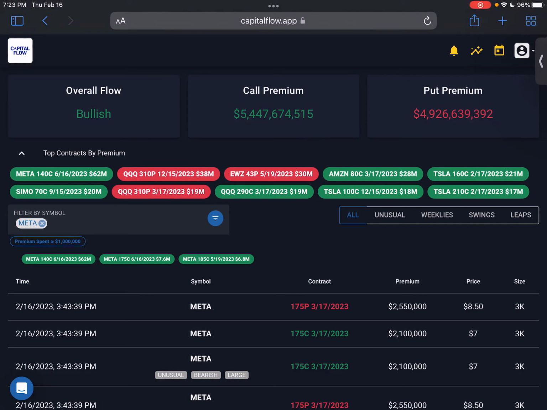If you want to swing trade, then yeah, sure, you can do that. But as a day trader, you don't want to buy weeklies when the flow is buying 6 months out, a year out, 2 years out, things like that. Does that make sense?